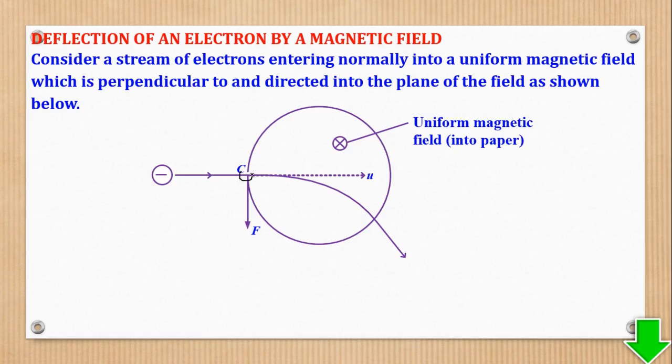So at point C, the force is downwards and the velocity is in this direction. Then at any other point, at point D, the direction of velocity is here, but it is the same magnitude. I think we realize that here it is U and here it is also U, meaning magnitude is not changing. It is only direction which is changing. If you look at this force, magnitude is the same, but only the direction is changing.